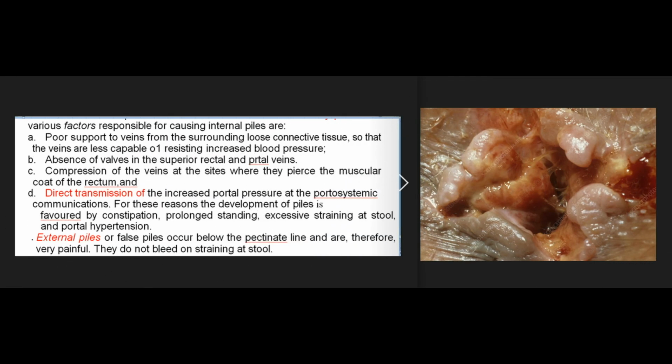The various factors responsible for causing internal piles are: A. Poor support to veins from the surrounding loose connective tissue, so that the veins are less capable of resisting increased blood pressure. B. Absence of valves in the superior rectal and parietal veins. C. Compression of the veins at the sites where they pierce the muscular coat of the rectum. D. Direct transmission of the increased portal pressure at the portosystemic communications.